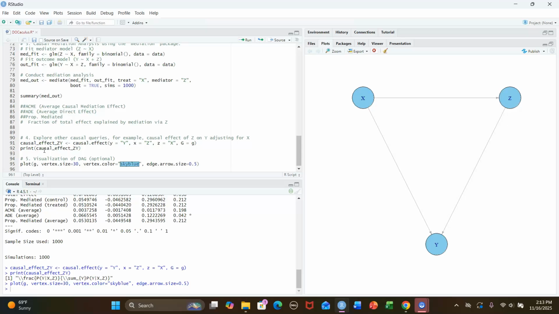Okay. And by the way, I want to mention there also is the sensitivity analysis function, but it only works for continuous variables. So it doesn't work for the data here because our X, Y, and Z are all binary. So if they are continuous, then we can also perform a sensitivity analysis for the causal mediation analysis we performed.